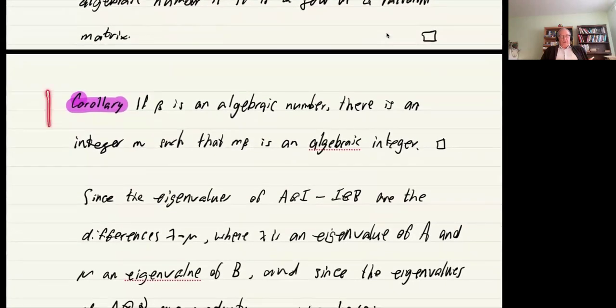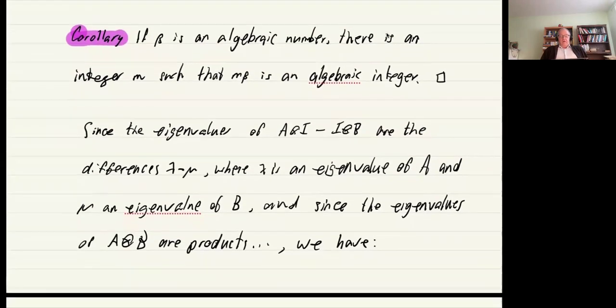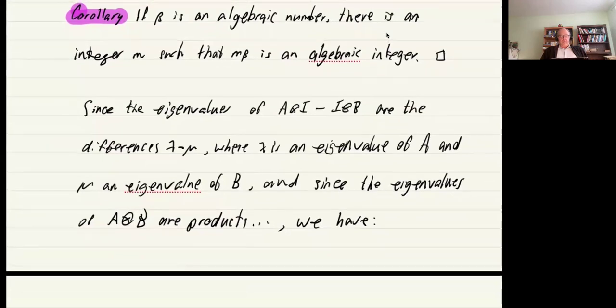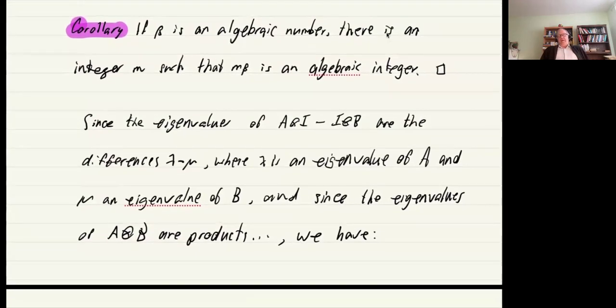So this is what I was just saying. Now, the next thing we need to know is that the algebraic integers form a ring. So a simple way to state this is to say that the algebraic integers are closed under multiplication and closed under the difference.